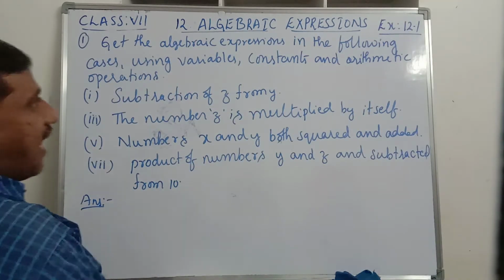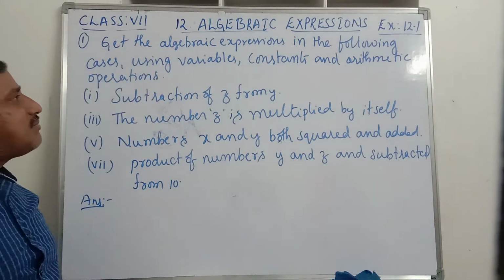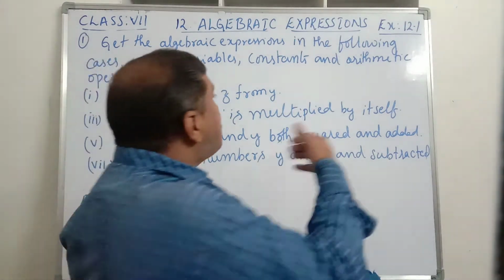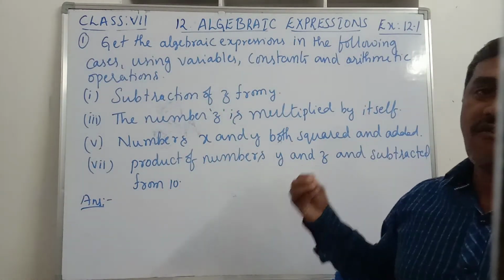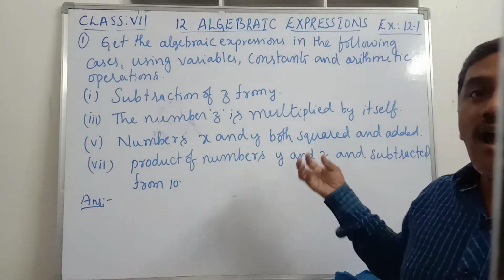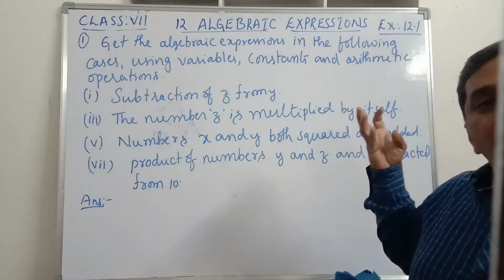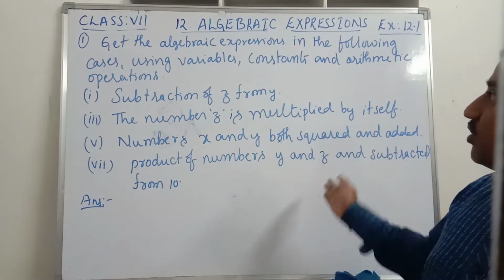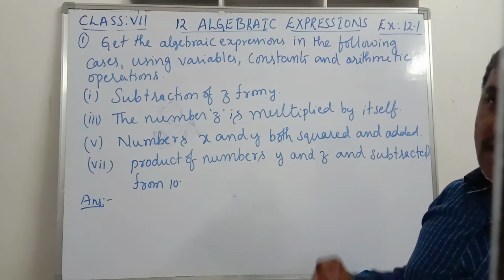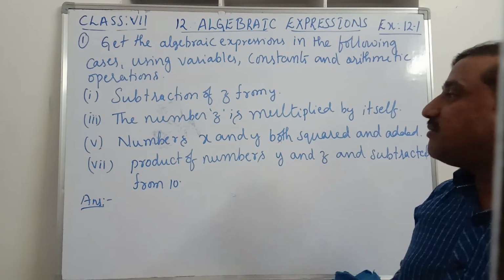Now, exercise 12.1, the first bit. Get the algebraic expressions in the following cases using variables, constants, and arithmetic operations. What are arithmetic operations? Addition, subtraction, multiplication, and division. So, using variables, constants and the four arithmetic operations, we have to write the algebraic expressions.